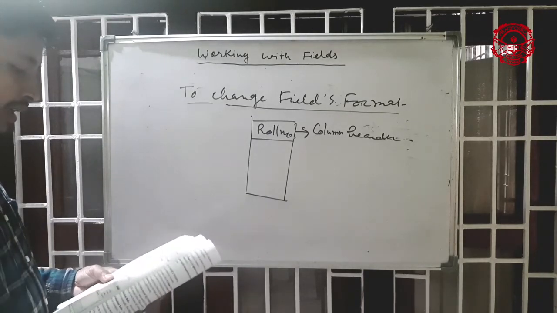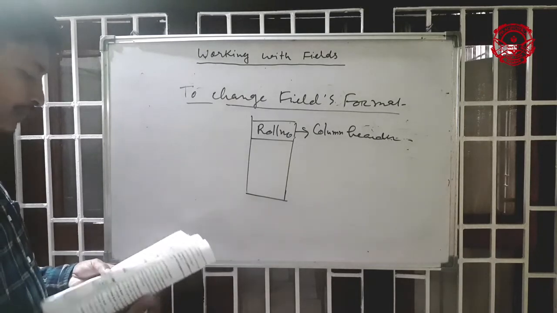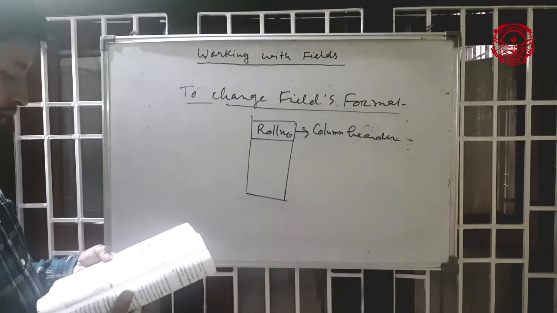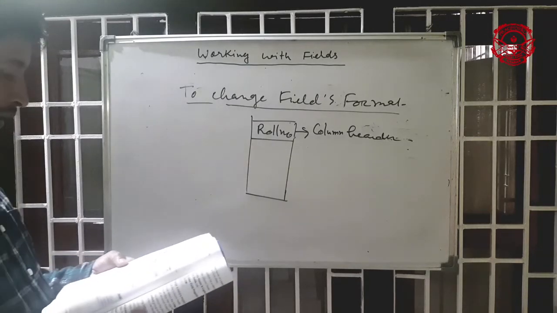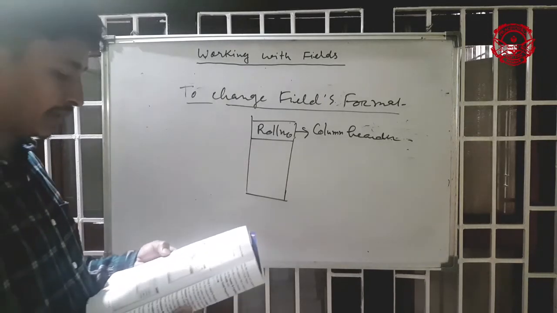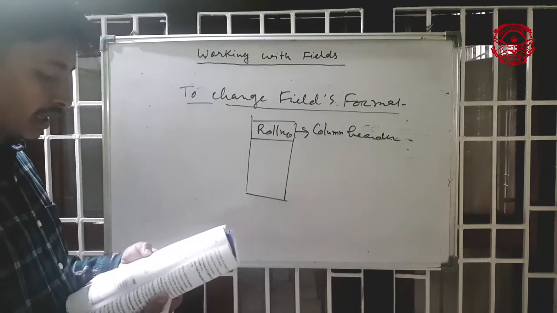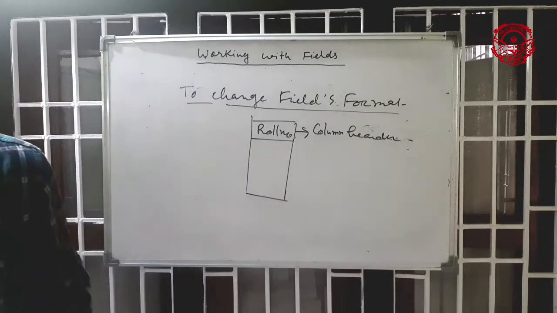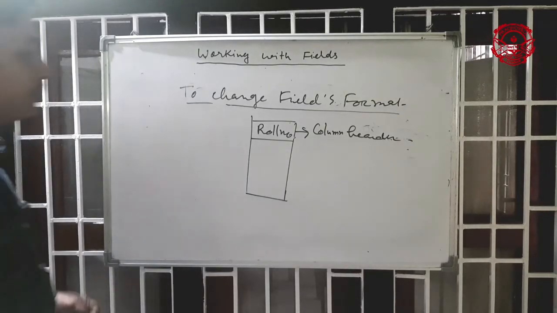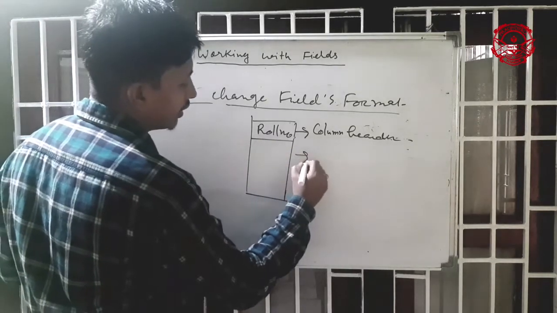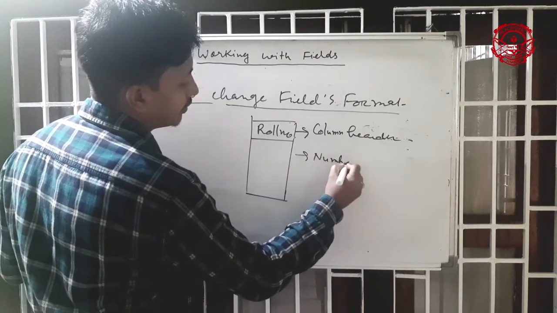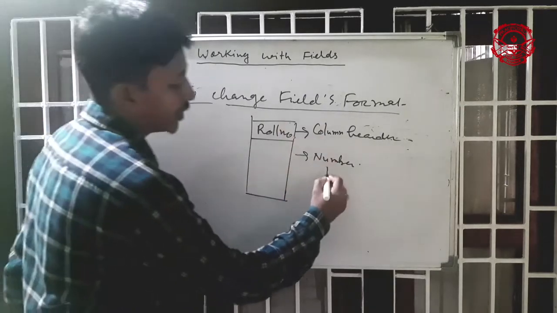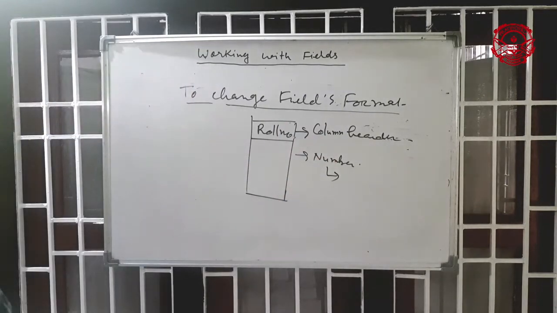Means what? If you want to do these things, you can see in the book, setting field format. There is a screenshot given here. You can see the number. It is a number field. Roll number should be a number. You can change the number to anything. For example, you can see here.